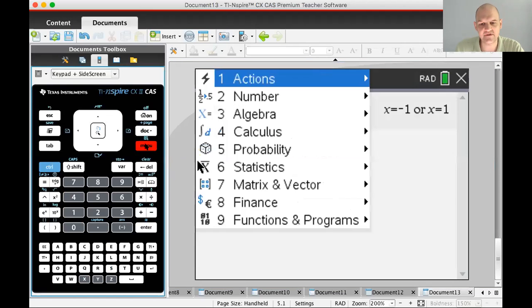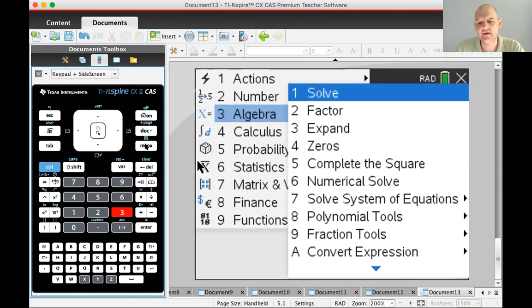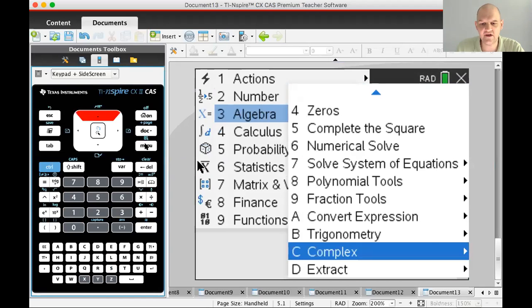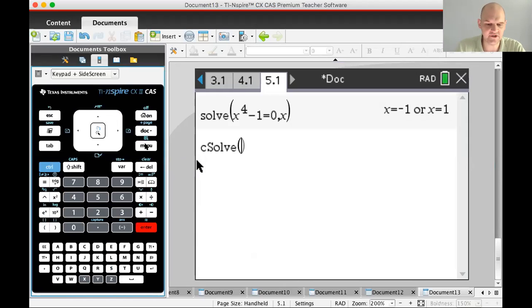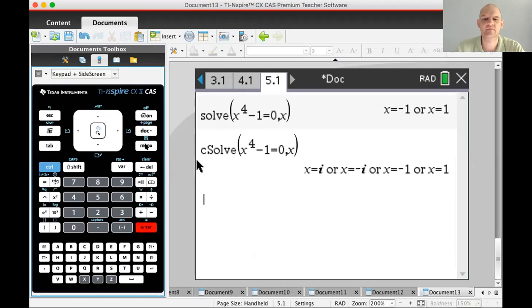So one option is menu, option 3, and then if you press up, you get to option C, complex solve. Okay, let's try this. x to the 4th minus 1 equals 0. Solve that for x. It's now giving me all the complex solutions. So this we actually could have used.